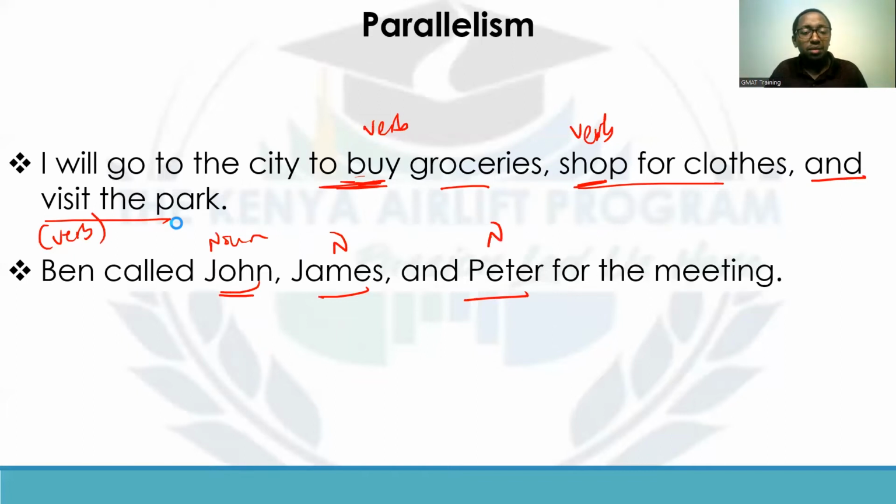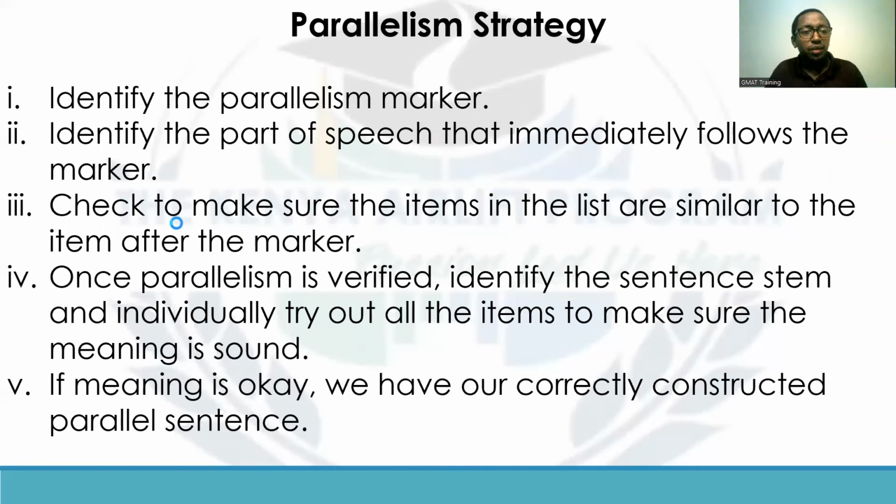So how do we approach these parallelism problems in sentence correction? First of all, we identify the marker. We've said the marker is and, or, and so on, but the most common is and. Then identify the part of speech that immediately follows the marker. Once you see the marker, say an or, identify the part of speech that follows it. Is it a noun? Is it a pronoun? Is it a verb? Is it a preposition?